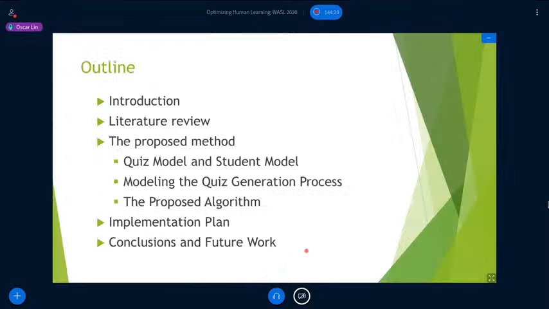I will start my talk with a brief introduction and then the literature review, and then present the idea about how to model the quiz generation process as a Bernoulli bandit model, and then solve it with Thompson sampling. The last part is conclusion and future work.